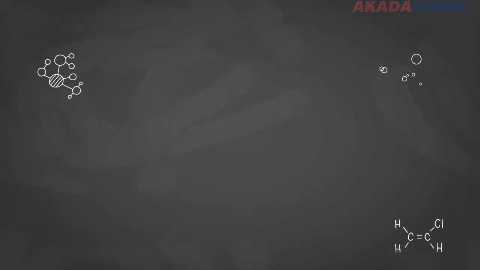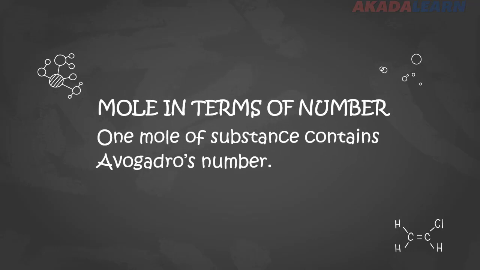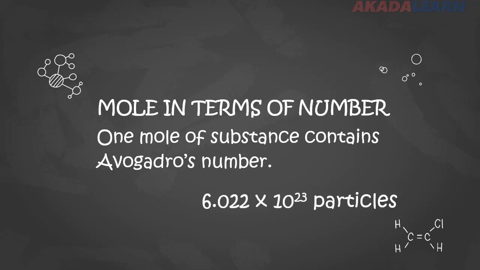We can also take a look at the mole in terms of number. 1 mole of a substance contains the Avogadro's number, and that is 6.022 times 10 to the power 23 particles. So 1 mole of any substance will always contain 6.022 times 10 to the power 23 particles.